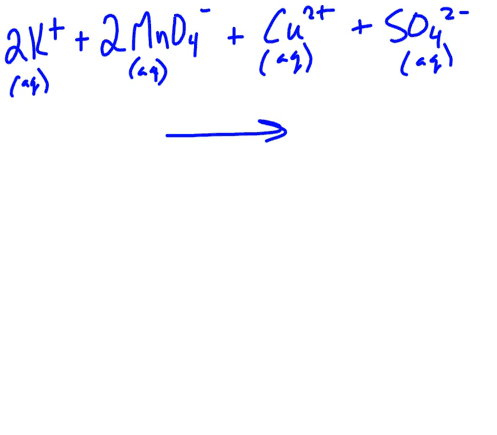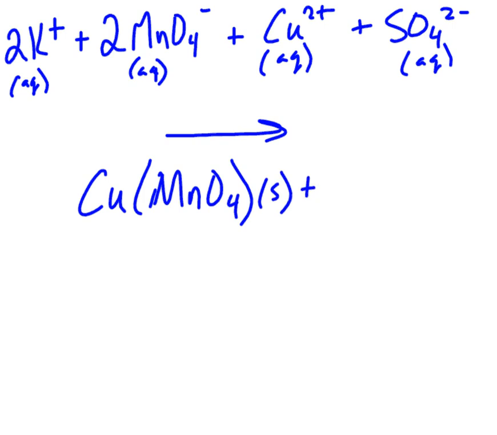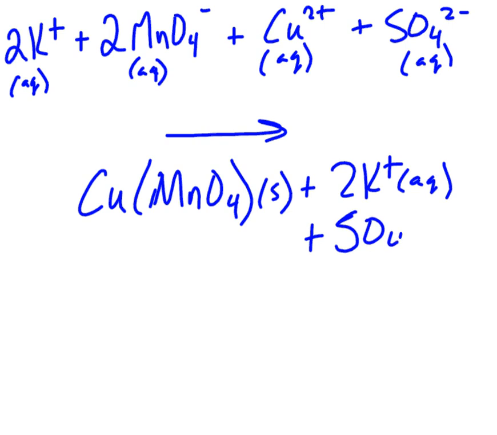So my products are going to be a flipping of the two. Remember, I did form a solid with the copper 2 permanganate, so I can write that one first. So copper 2 permanganate, which is a solid, plus I had 2 potassium ions, which were aqueous, and I also had 1 sulfate, 2 minus, that was aqueous. Okay? So that's my complete ionic equation.